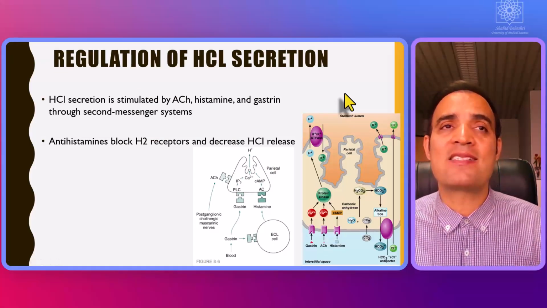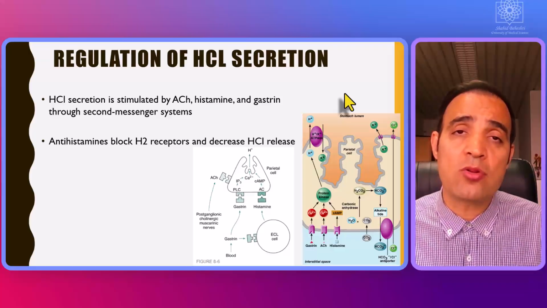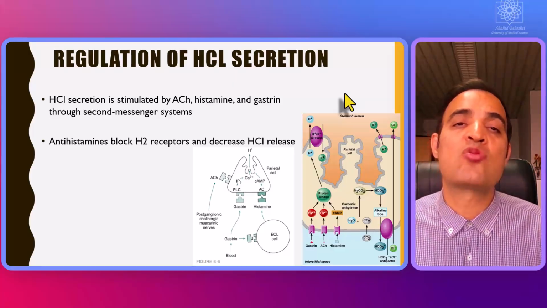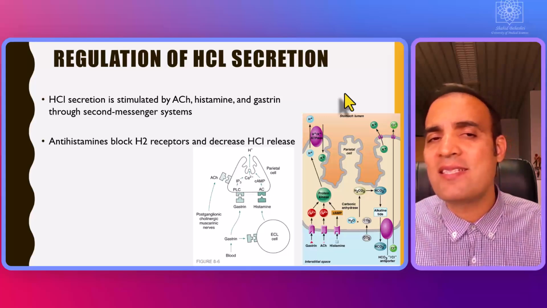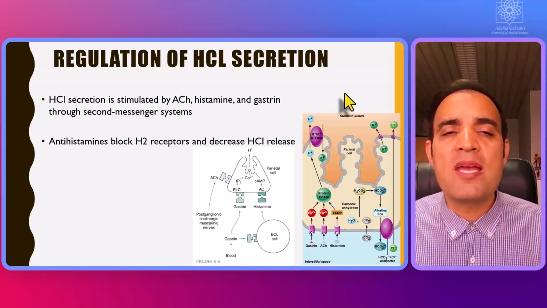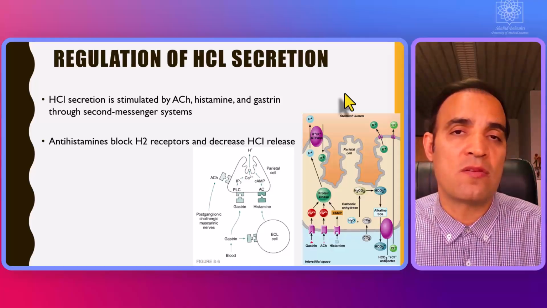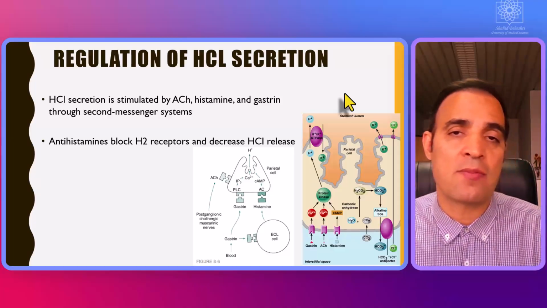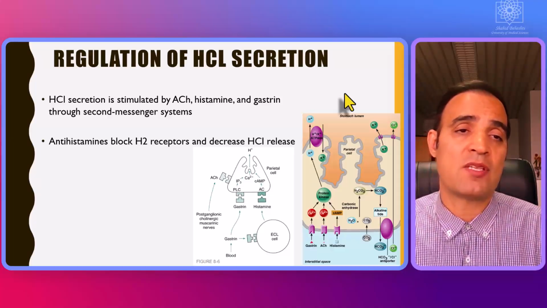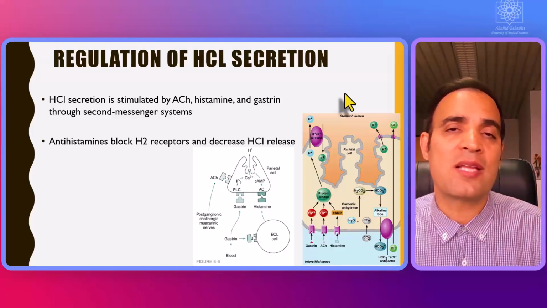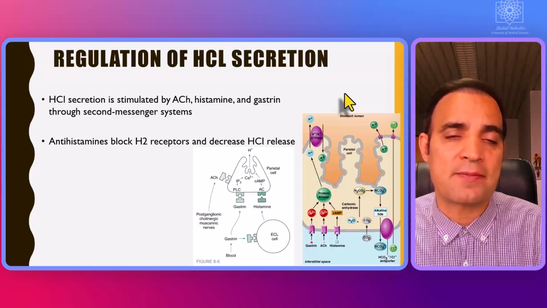Now, this acid secretion should be controlled. It is not easily secreted, but it should be controlled. How is acid being controlled? The main regulators for acid secretion are acetylcholine from the parasympathetic nervous system, gastrin from the G cells of the enteroendocrine cells, and histamine that is released from ECL cells.